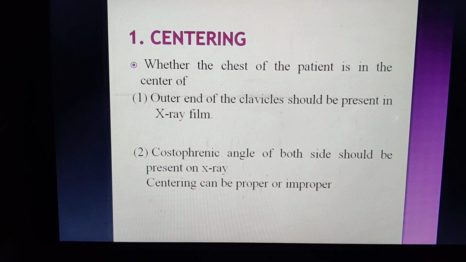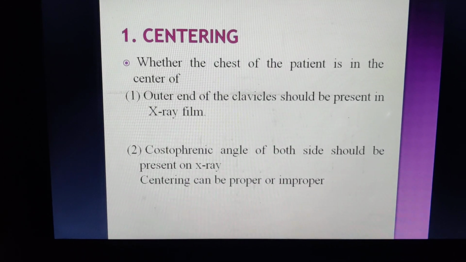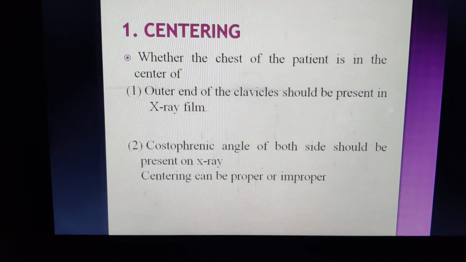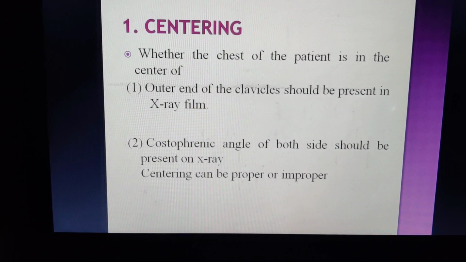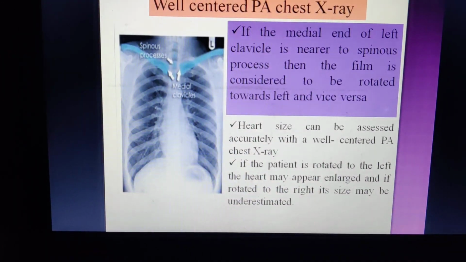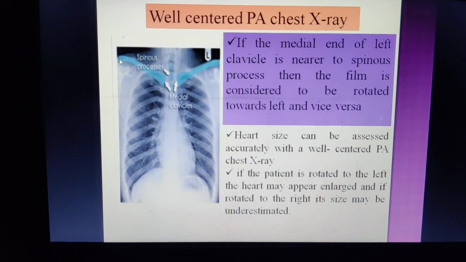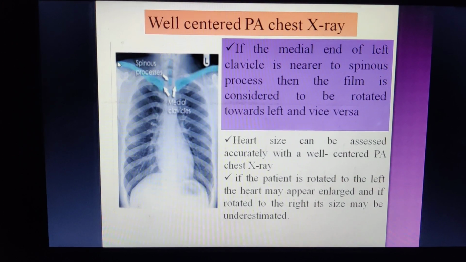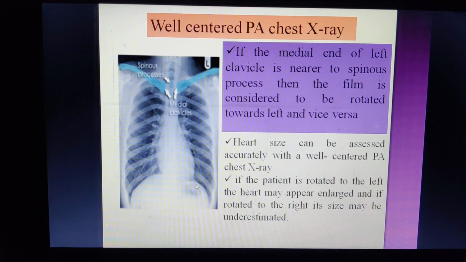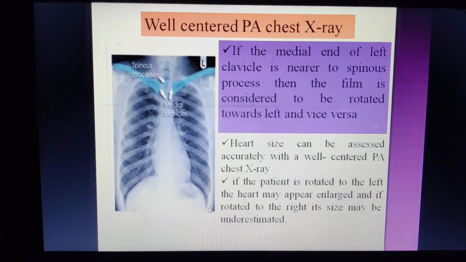For that we have to see the outer end of clavicles should be present in the X-ray film. Costophrenic angle of both sides should be present on the X-ray film. Means if the outer ends of the clavicles are missing, then we can say this centering is not proper, it is improper. It is a well centered PA view. In this we can say the lateral ends of the clavicles should be present. There should be the cardiophrenic and the costophrenic angle visible.